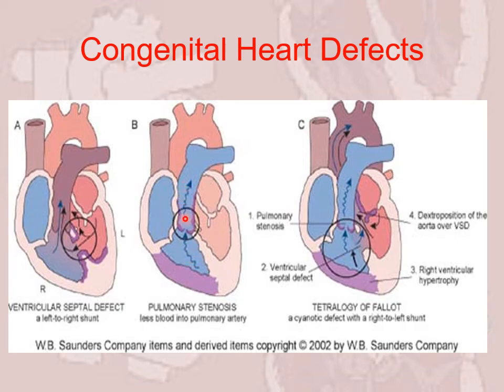You get less blood to the pulmonary artery. It causes enlargement of the right ventricular wall. That's pulmonary stenosis. And then this is tetralogy of Fallot. It's 4 different things. You have pulmonary stenosis coupled with ventricular septal defect, right ventricular hypertrophy caused by that problem, and then there's also dextroposition of the aorta over the ventricular septal defect. So that's tetralogy of Fallot. Sometimes you see that in babies.